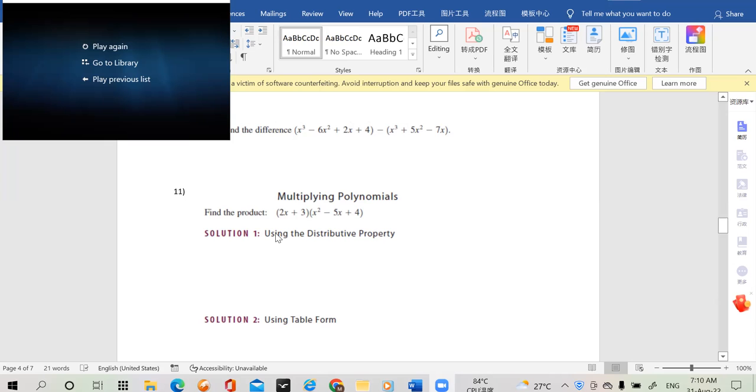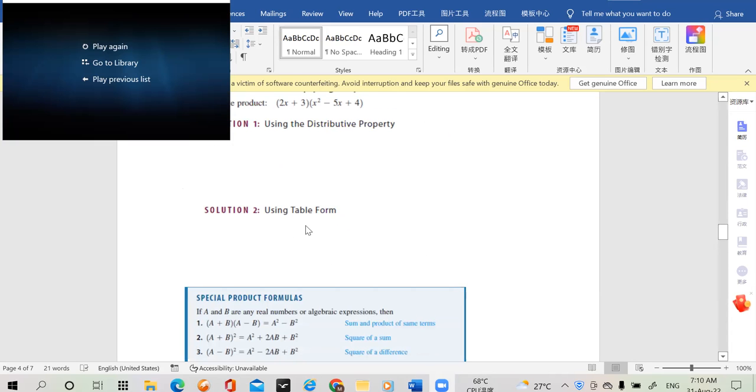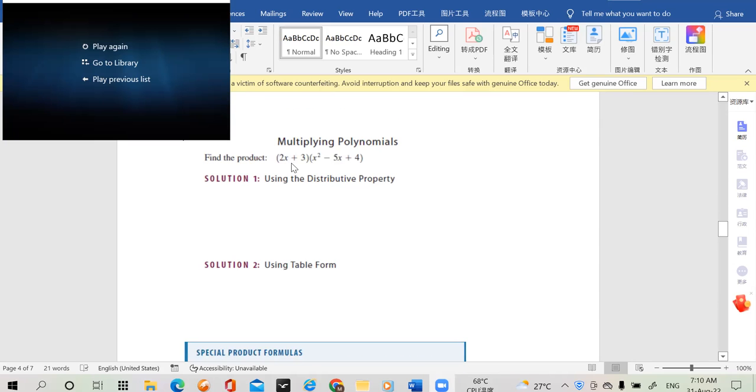Multiplying polynomials, I want you to do it 2 ways on number 11. So if you're doing this times this, 2 different parentheses, that 2x can multiply everybody in here, and the 3 can multiply everybody in here, and then you combine them together. If you do the table format, you could just stack this one on top of the other one and multiply each other that way from top to bottom, and then add similar terms to each other, right? And make sure that the x squares are together, the x's are together, and the numbers are together, okay? When you finalize and simplify your expression.